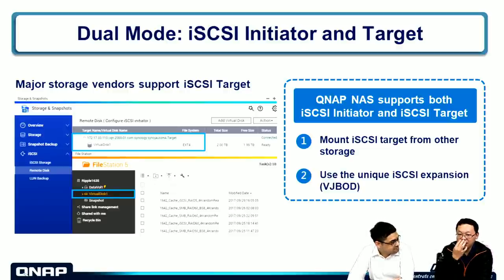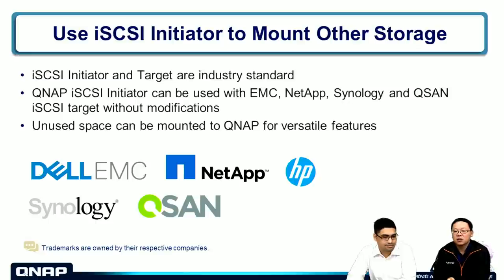Before I introduce why it's virtual JBOD, I want to explain QNAP's iSCSI technology. We support two modes, iSCSI initiator and iSCSI target. We have supported such features for a very long time already. We support iSCSI initiator because we want our customers to use QNAP NAS and also get some extra space from some storage or product that they don't want to use or no longer need. So we use iSCSI initiator to connect to other products and get space, and use QNAP NAS to format the space and use it as internal space.